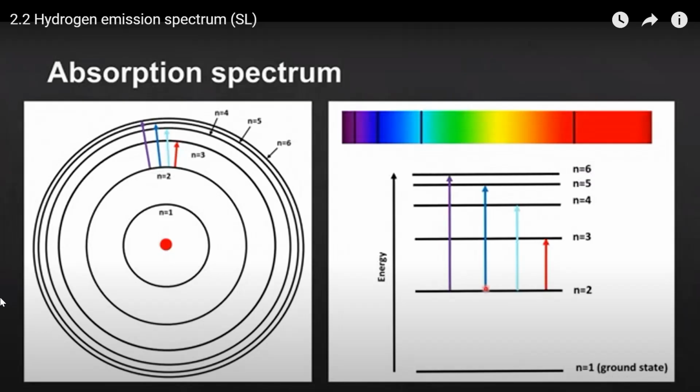So what about the colors in between? The colors in between, you mean like these ones? Yeah. Those don't get absorbed because, let's say we wanted a red of a lower wavelength, you would have to go from n equals 2 to somewhere in between n equals 2 and n equals 3. And that's not allowed. An electron cannot exist between energy levels.